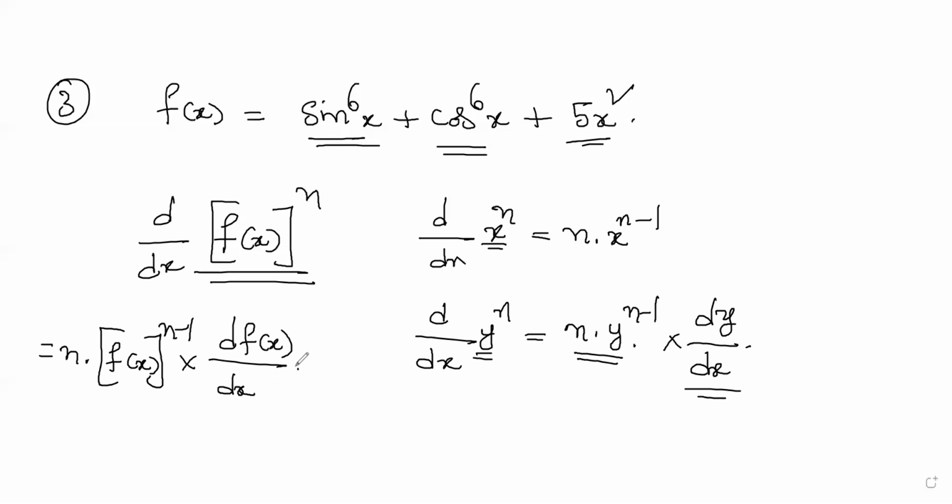Okay. Multiplied by the derivative of f of x. This is how we'll do it. Now let's try one simple thing, then we'll do a little more complex thing. Now let us do some simple things.